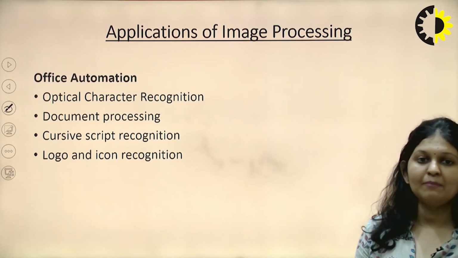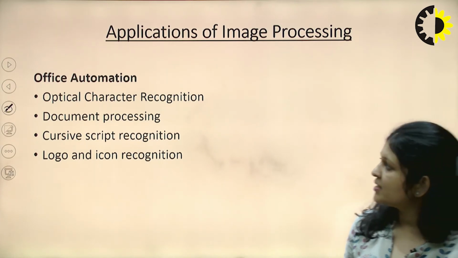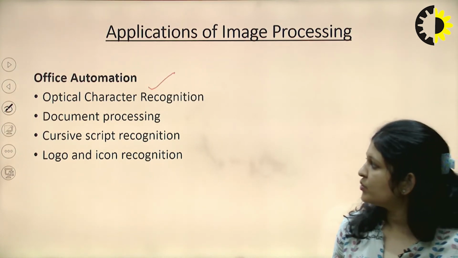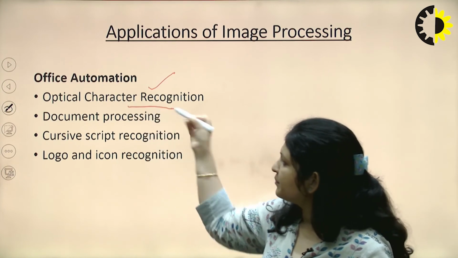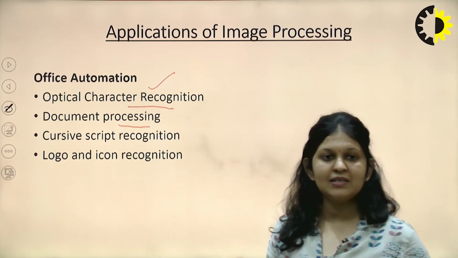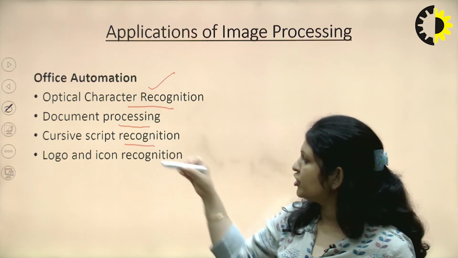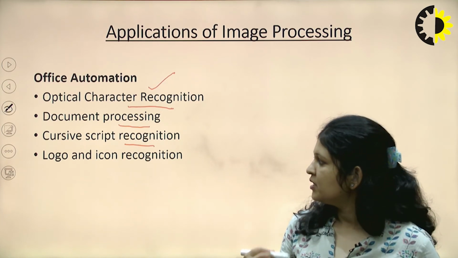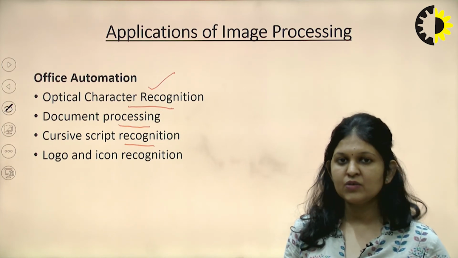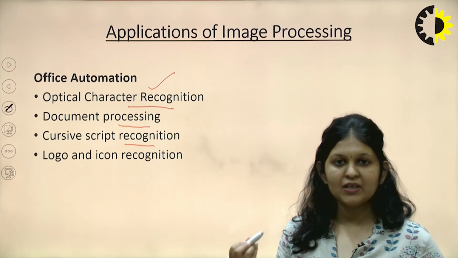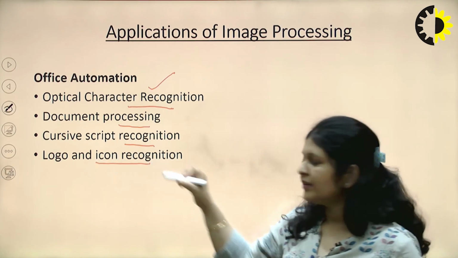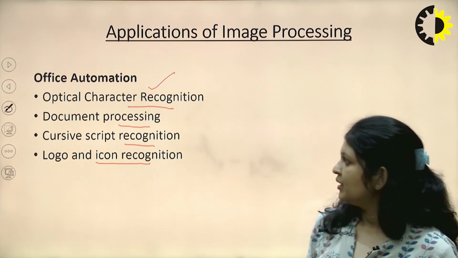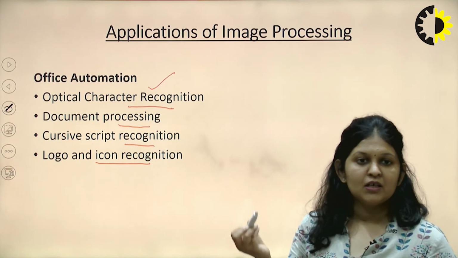So let's see some of the applications of image processing. First, we can use it for office automation, such as optical character recognition. Document processing can be done very easily. Then cursive script recognition. People may be writing different kinds of cursive, handwritings may be different. So to recognize different handwritings, we may make an application in image processing. Then logo and icon recognition, so that we can identify a fake logo from the original logo. There also we can go for image processing.